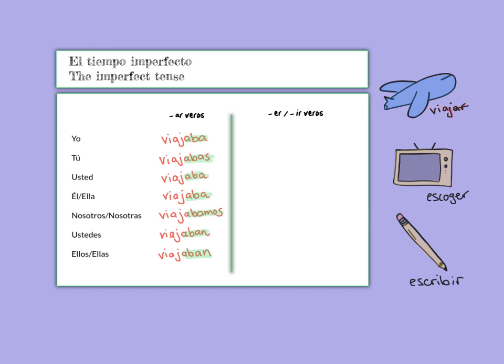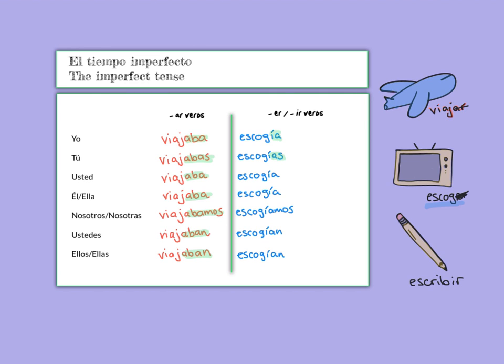Now let's take a look at our ER and IR verbs, because the conjugation to form the imperfect tense with these verbs is going to be a little bit different. We'll start by looking at our second verb here, the verb escoger, or to pick. Again, we're going to start first by dropping that ER ending, and now let's add the appropriate endings. So again, we got rid of that ER ending from the verb escoger, and then we added the following endings.